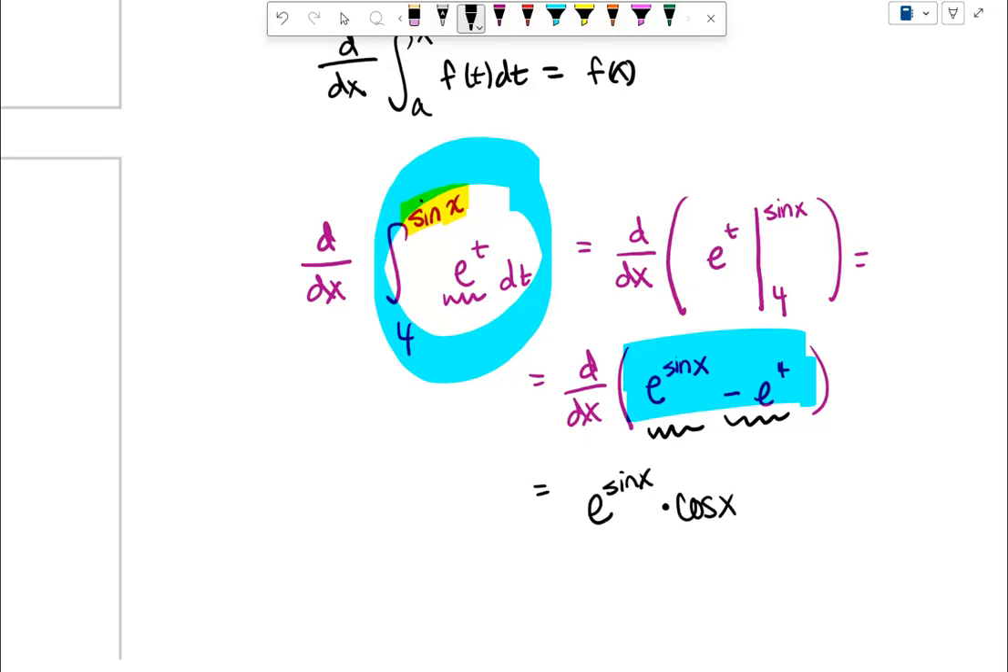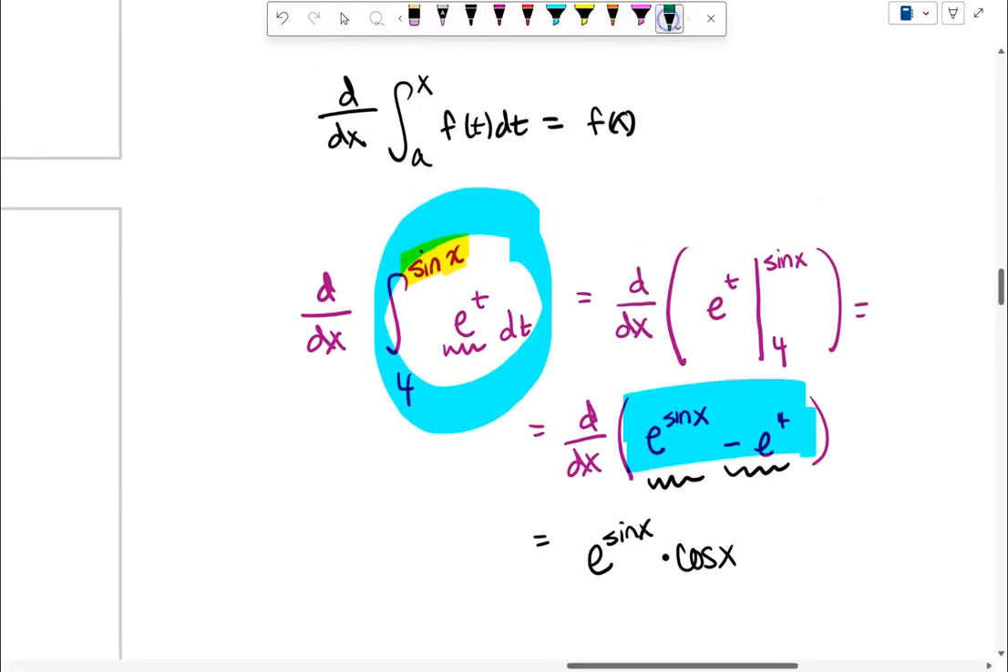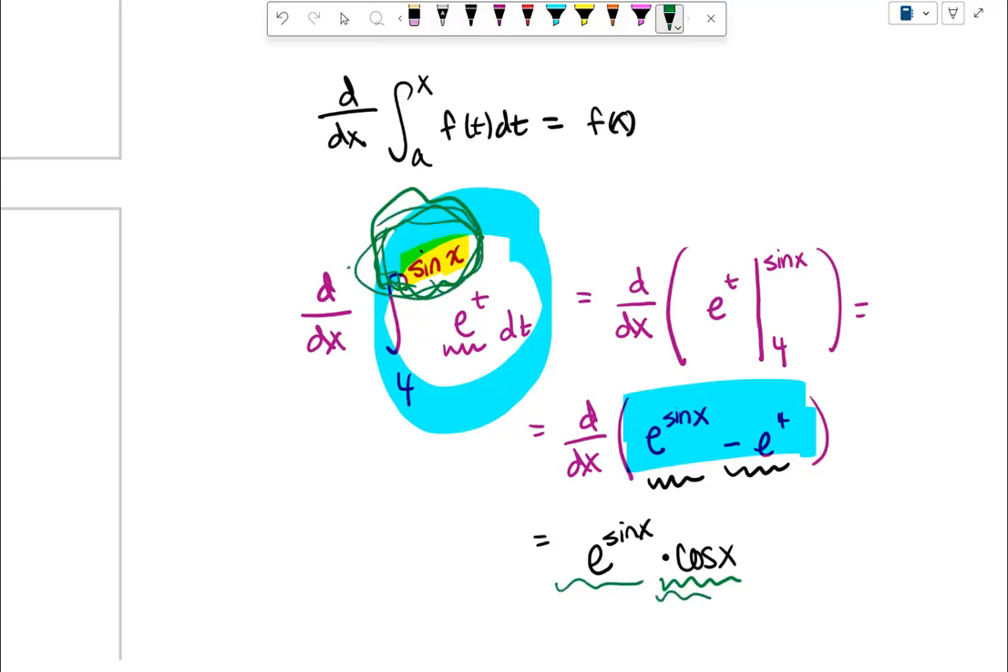So it turns out that when I use the second FTC here, I have to be really careful that if what is up here, my upper limit, is not just x, I'm going to have to use the chain rule when I use the second FTC, because ultimately we are taking the derivative of something. And if the thing that I'm taking the derivative of is a composition, I've got to use the chain rule. So this wasn't just an x, this was a sine of x. So I have to multiply by the derivative of sine of x, which is cosine of x.